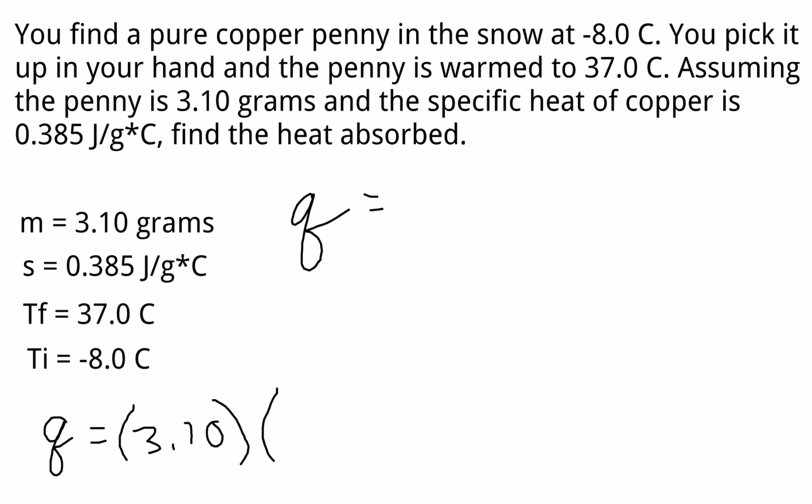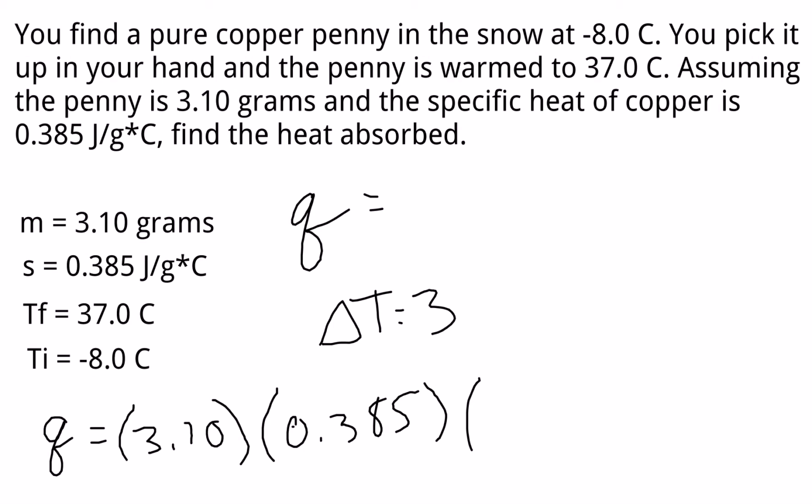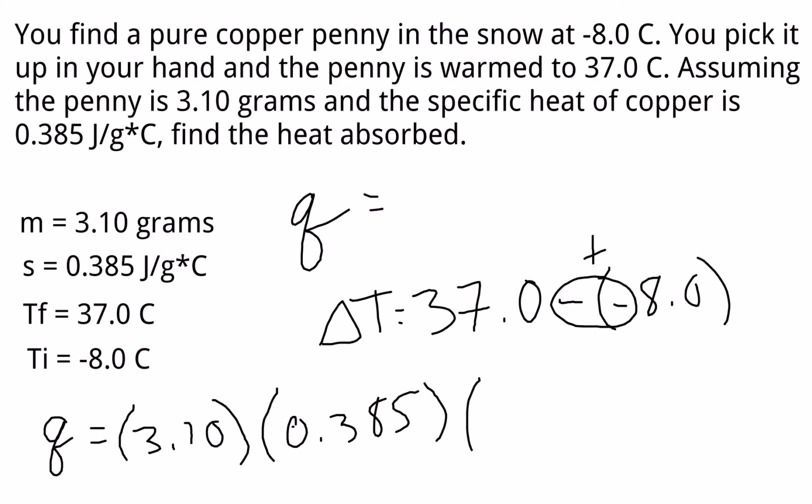The specific heat is the next thing. They give that to us in the proper units, and it's 0.385 joules per gram Celsius. And then we need the delta T as our last part. So the T final here is going to be 37, so let's put this as delta T equals 37, that's T final, minus a -8 degrees Celsius. So a minus and a minus, hopefully you realize that comes together as a plus.